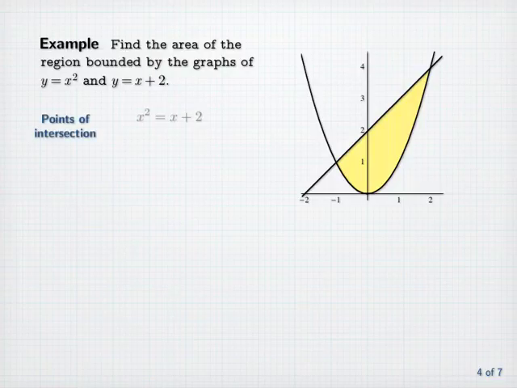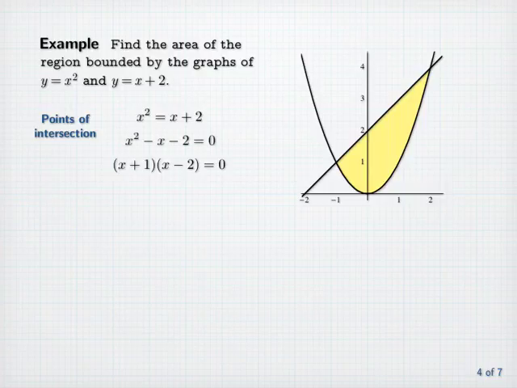So what we'll do is we'll set the two functions equal to each other and solve for x. We rearrange the equation and factor, and we find that the two roots of the equation are x equals minus 1 and x equals 2.